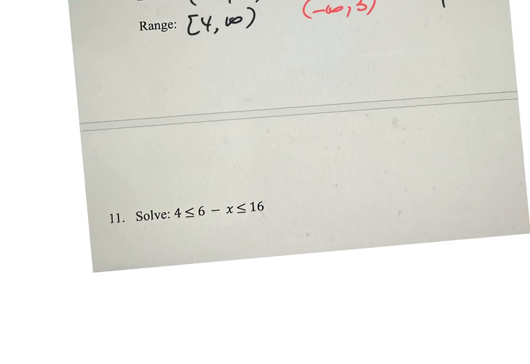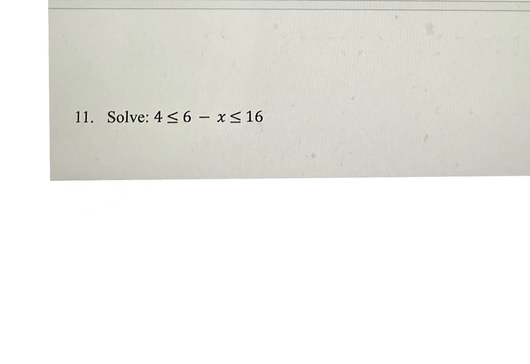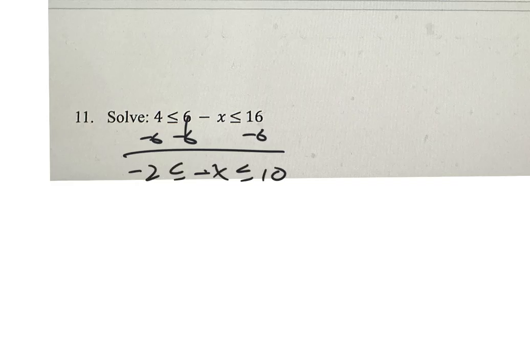All right, number 11 down here, solve this inequality. It's a two-stepper. First thing you need to do is subtract 6 from all three sides, because that's a positive 6. That leaves me a negative x in the middle, a 10 there, and a negative 2 there. Now, because there's a negative 1 in front of that x, I'm going to divide all three sides by negative 1, which flips the signs. Makes that negative 10, makes that positive 2.